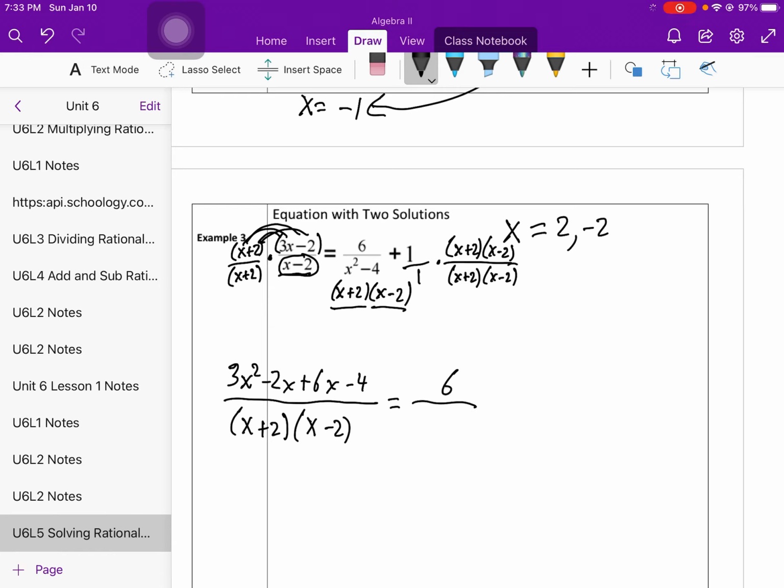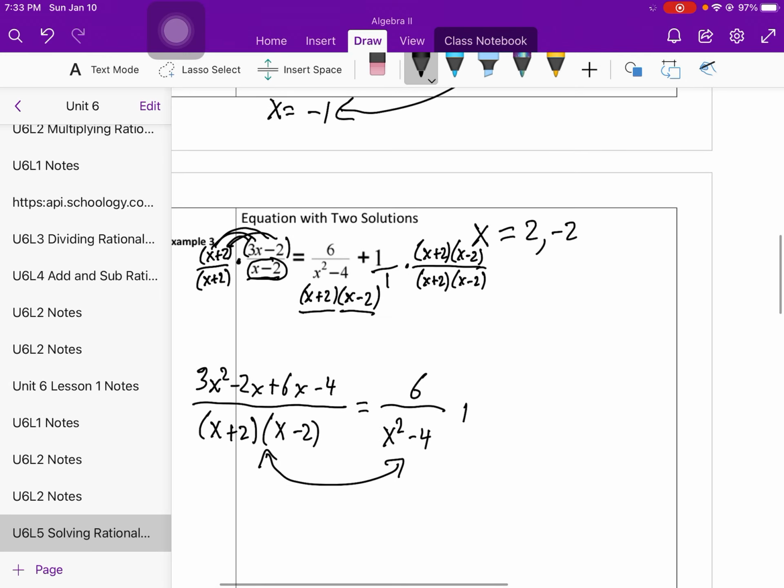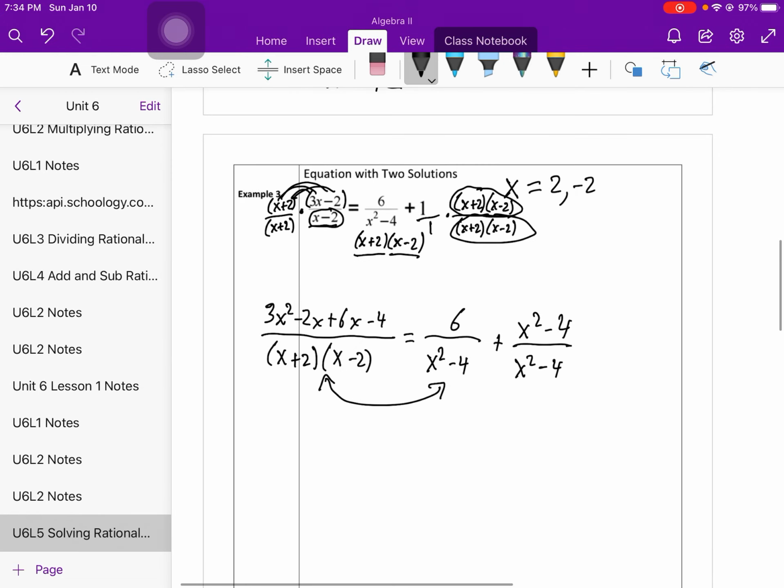Okay, and then over here, this one stays exactly the same. We can actually just leave it as x squared minus 4 because that's the same. Those are exactly the same. And then plus, and since they are exactly the same, this here is the same as x squared minus 4 over x squared minus 4, if we just were to multiply back out, but we don't need to do too much work there.